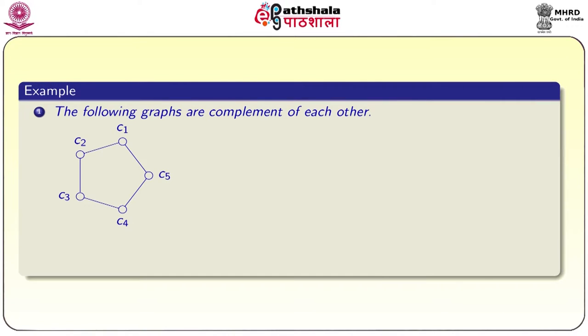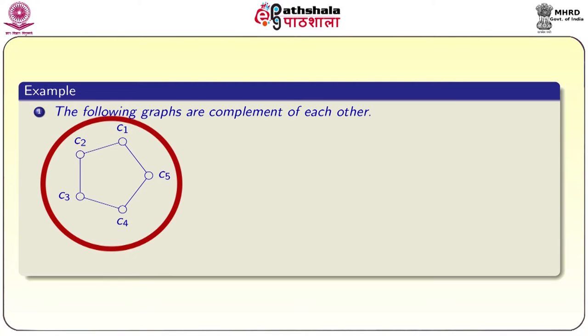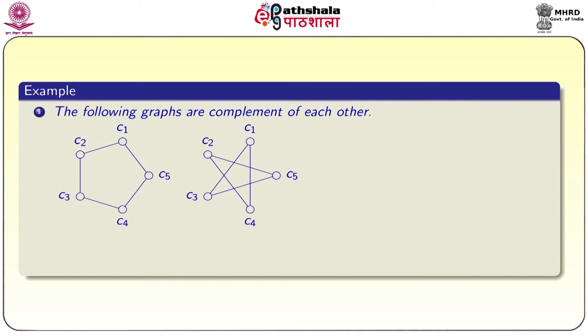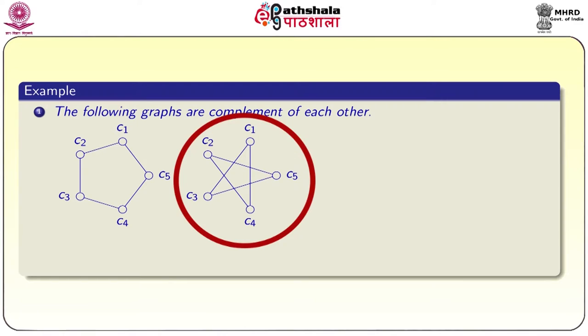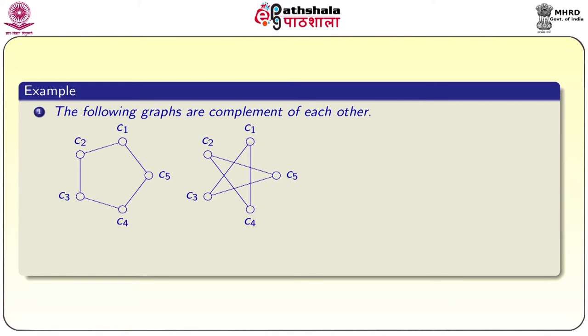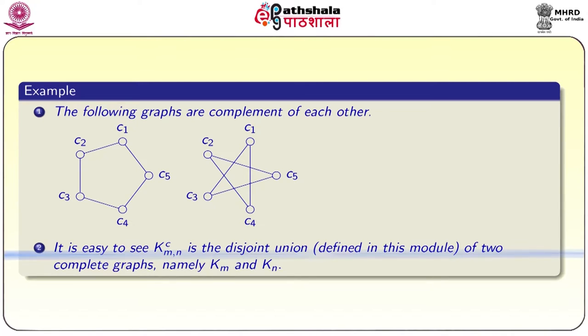The following graphs are complements of each other. For example, the first graph here is the cycle graph with 5 vertices. Now its complement is like this, and it is also a cycle graph. So, these are complements of each other. It is easy to see that the complement of K_{m,n}, the complete bipartite graph, is the disjoint union of two complete graphs, namely Km and Kn.